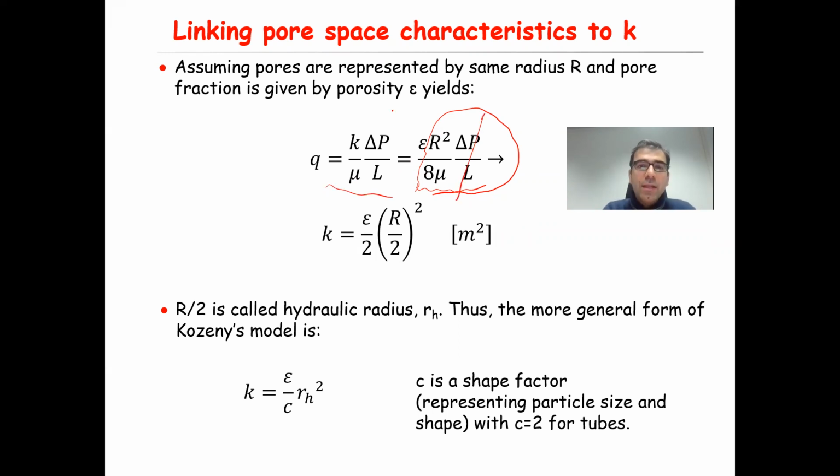So delta P over L on both sides cancels out, and you can rearrange the remaining as K is equal to epsilon divided by 2 times (R divided by 2) to the power of 2. Okay, R divided by 2 is called the hydraulic radius, represented by RH, and thus the more general form of Kozeny's model can be written as K equals epsilon, the porosity, times RH to the power of 2, instead of R divided by 2, divided by C, and C is the shape factor. In the case of a cylindrical tube, it is equal to 2, okay?